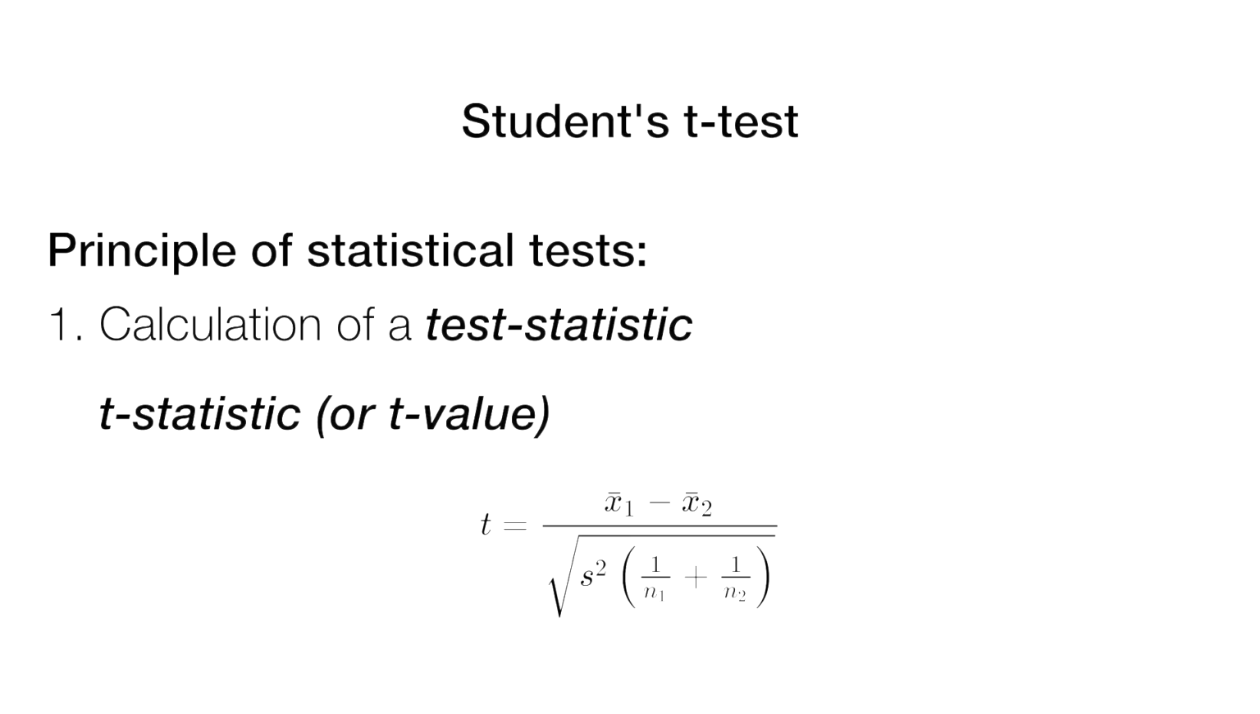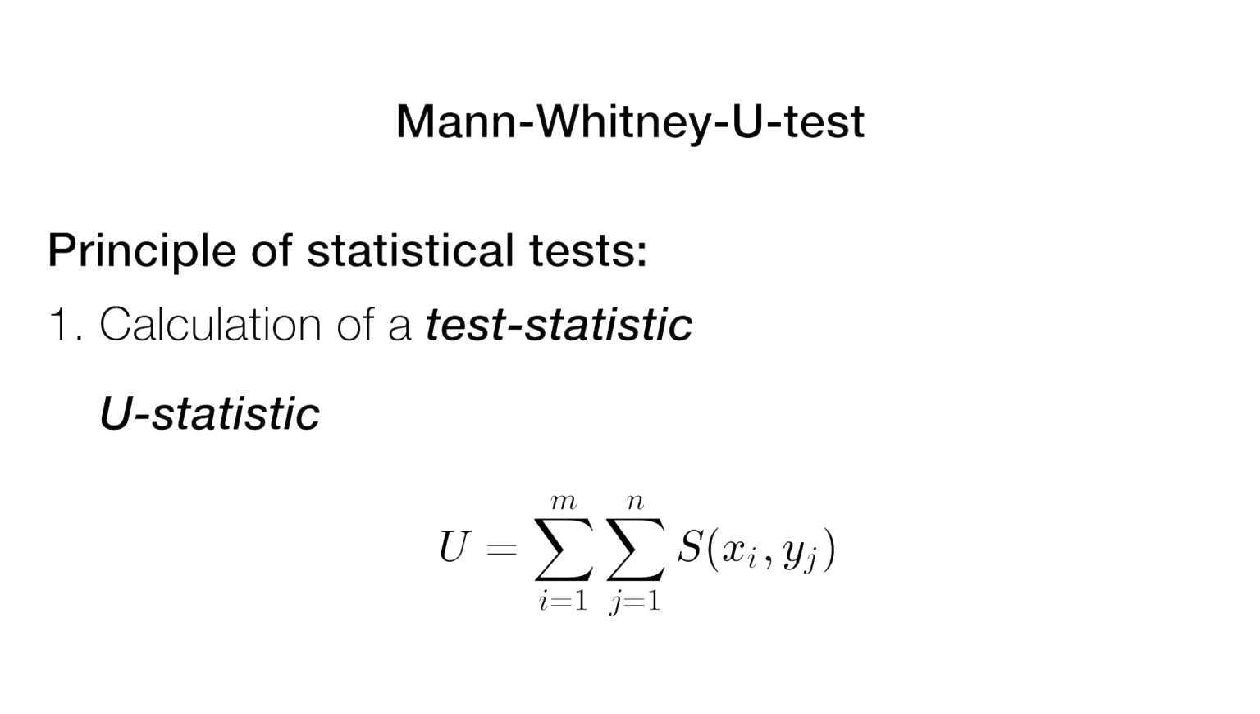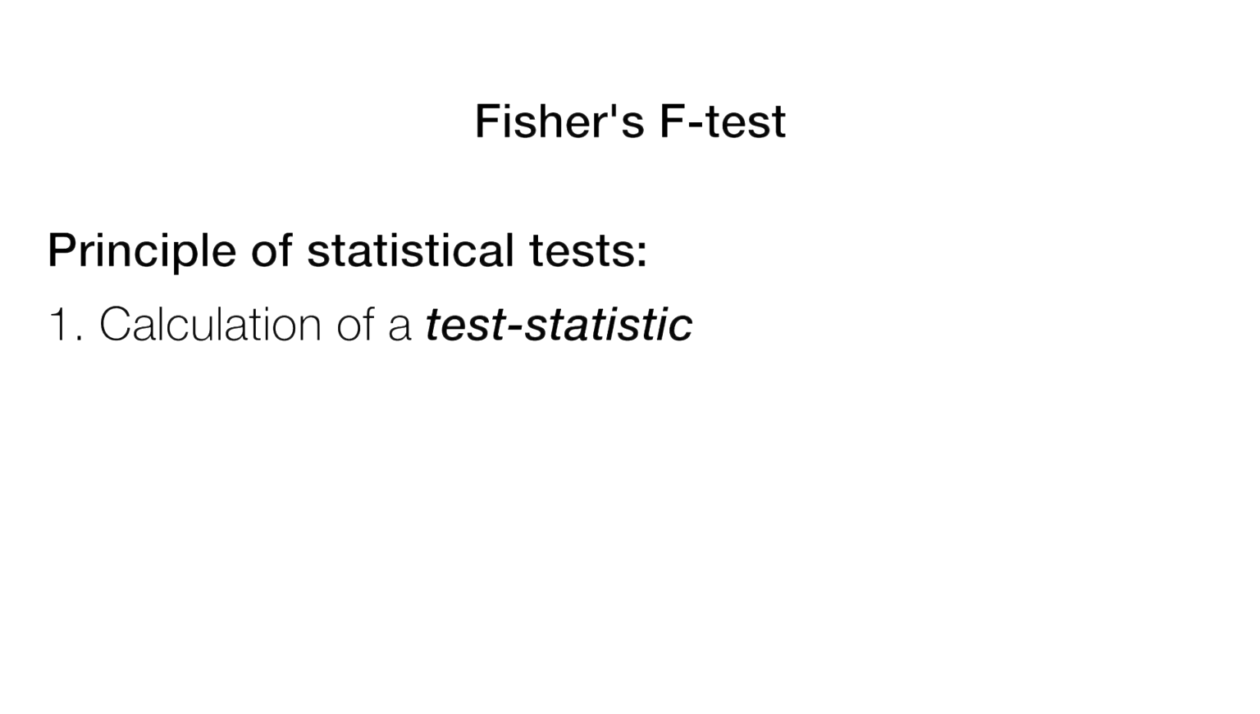To understand the principle of a statistical test, it is enough to know that the test statistic is somehow calculated using a formula. If we look at another test, for example, the Mann-Whitney U test, then the name of the test statistic is different and another formula is used, but the main principle is the same. We calculate a test statistic. For the Mann-Whitney U test, the test statistic is not called T, but it's called U statistic, as you may have expected, since we are talking about the Mann-Whitney U test. Let's see another example, the F-test. The statistic for the F-test is called F-statistic, and this is the formula.